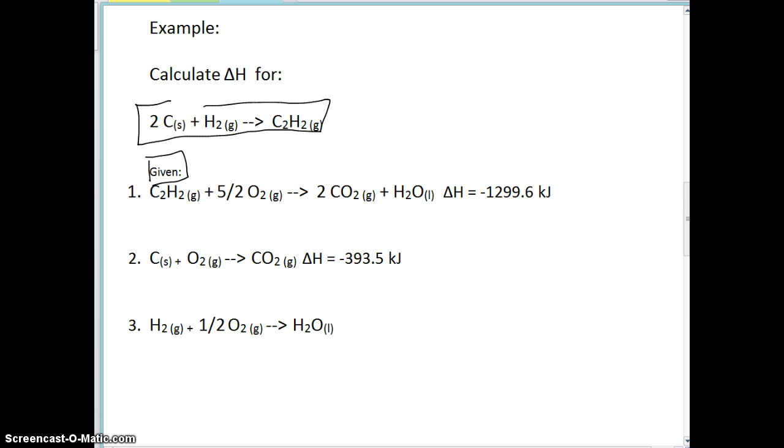So let's do that. Let me erase this stuff off here, and let's do this. I'm looking at the first one here, and I have C2H2 as a reactant, but I have C2H2 as a product here.